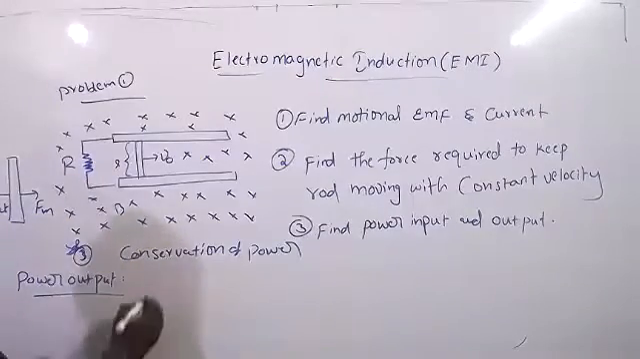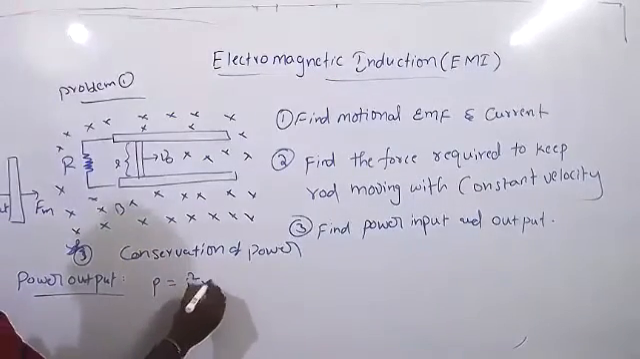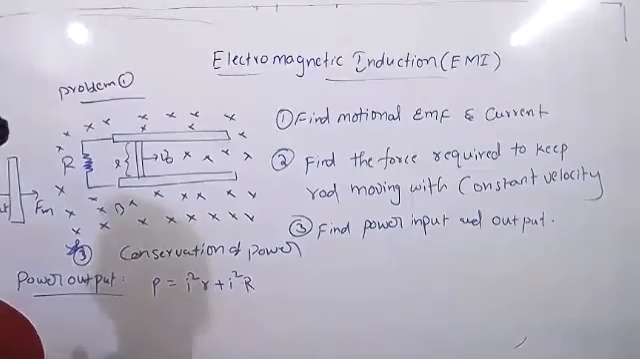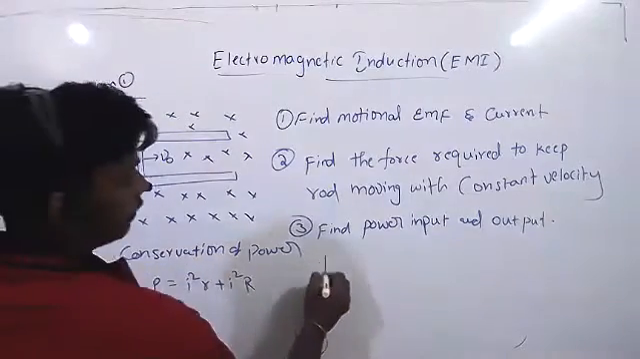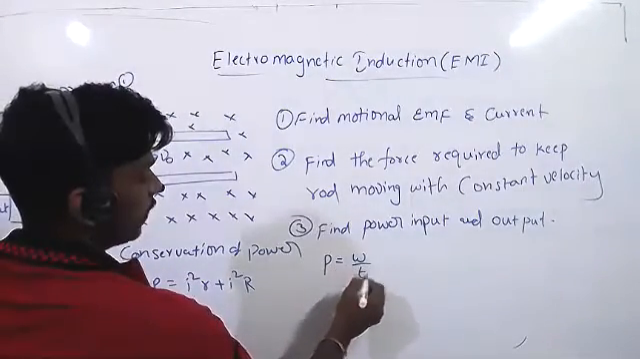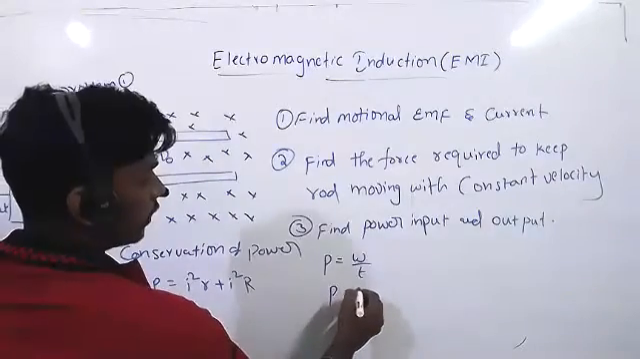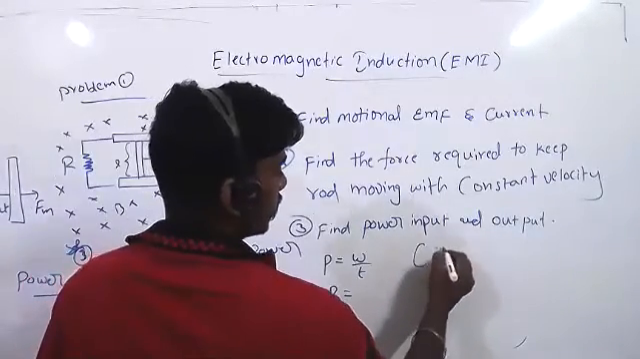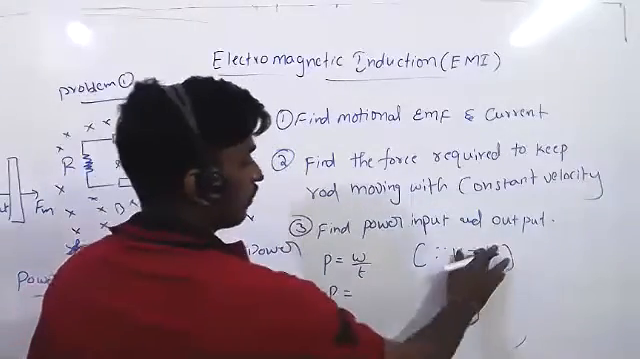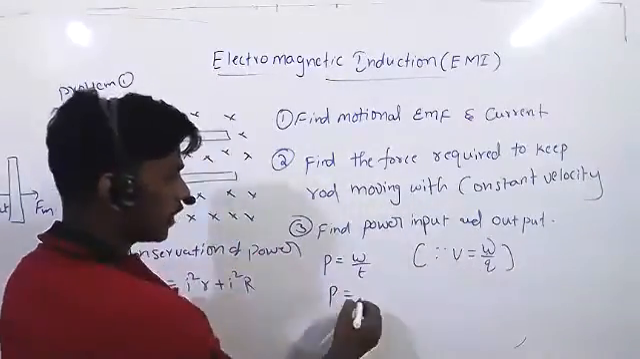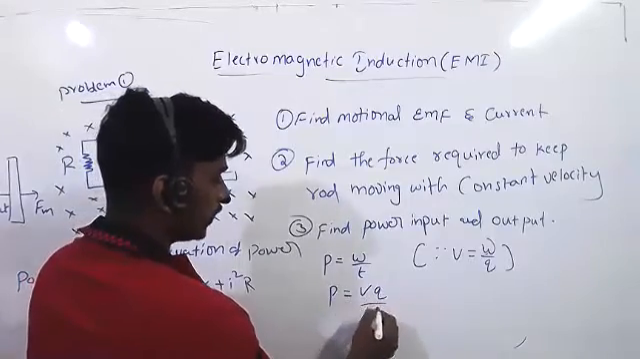We know the power formula. P is equal to I square R plus I square R. Do you remember the power formula? I square R. How did we get it? Power equal to work by time. Work is nothing but, we know, potential difference is equal to work by charge. So work equal to V into Q, by T.